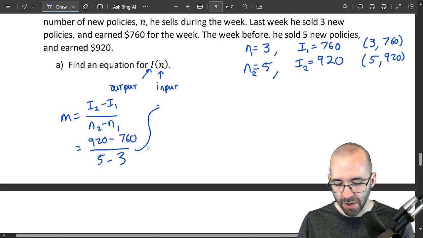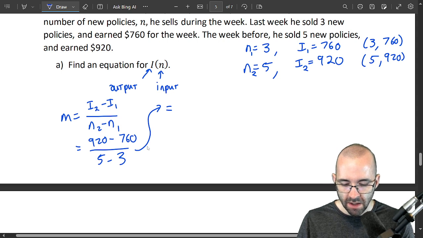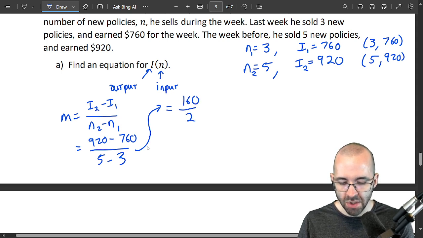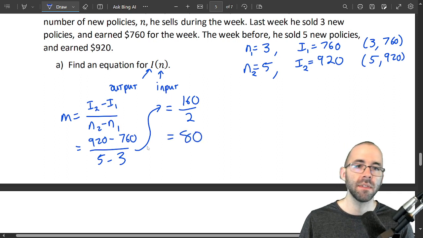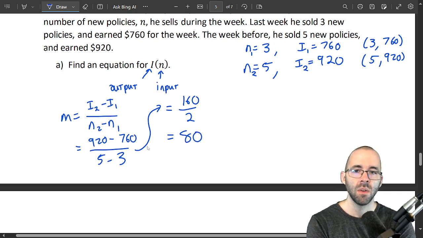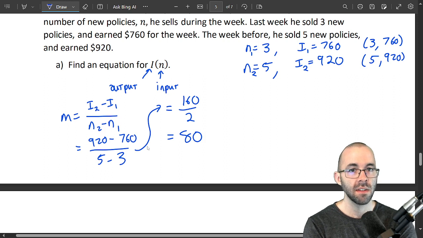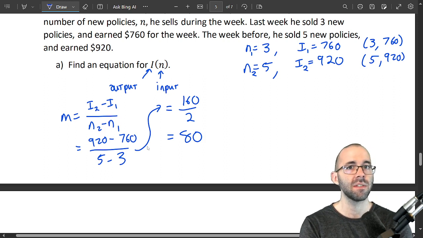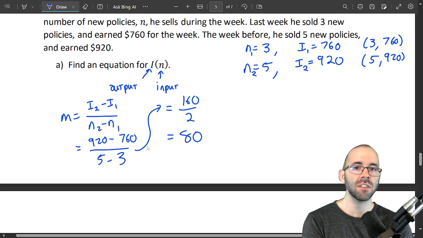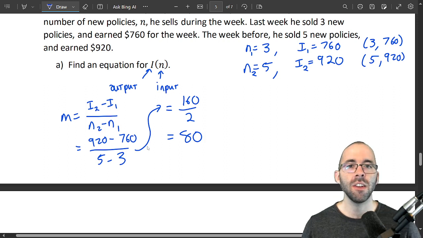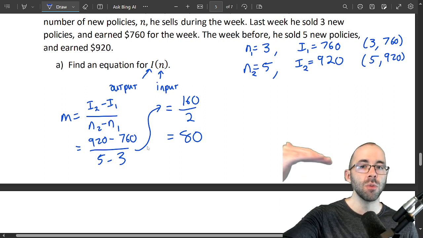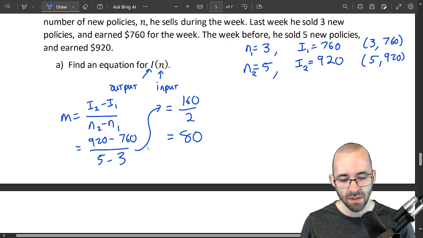Did not give myself very much room here. 920 minus 760 is 160, I believe. Bottom is 2. Okay, that's 80. What does this 80 mean? First off, we need the units. Any rate of change comes along with units, and the units of a rate of change are the units in the output divided by the units of the input.